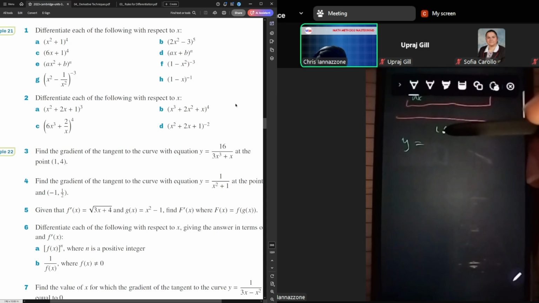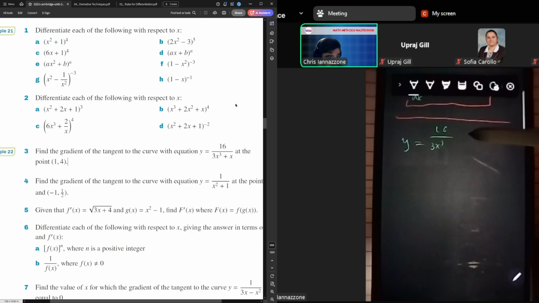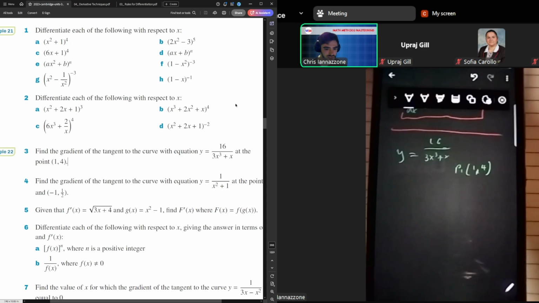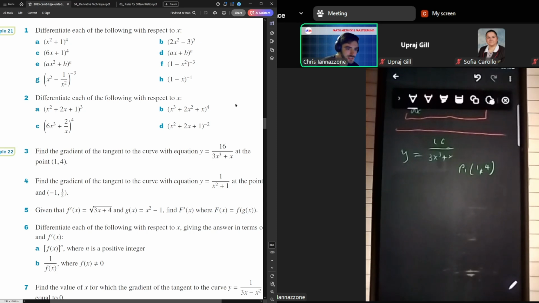y equals 16 over 3x cubed plus x, and the point is 1, 4. And we want the gradient of the tangent. So we kind of looked at a question very similar to this beforehand. Anyone remember what step 1 would be for finding the gradient of a tangent line?